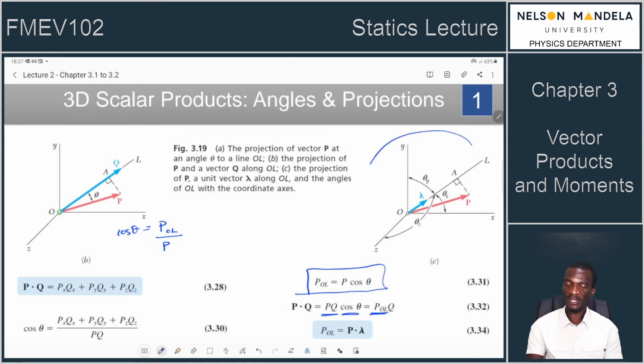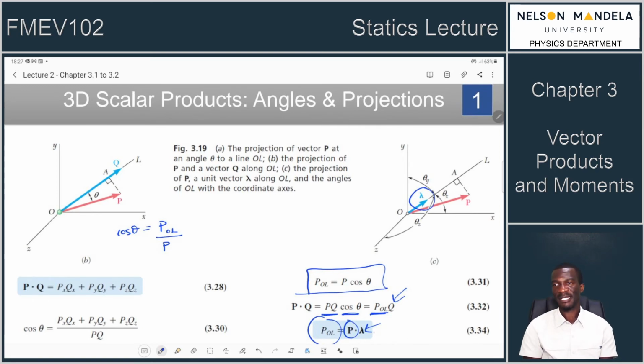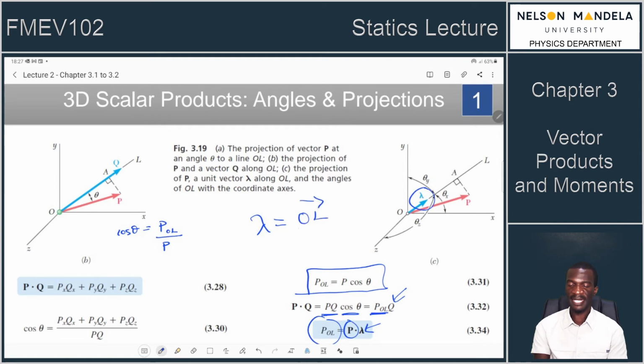And if you now want to relate the direction, you can actually find the projection of a vector onto another arbitrary axis if you know, instead of Q, a lambda. So the projection POL onto the axis OL is simply the vector P multiplied by the directional vector lambda. And I think you still remember our directional vector lambda. It's simply equal to the distance from whatever point, so let's call it the vector OL, divided by the magnitude of that vector. So that's how we get our lambda.